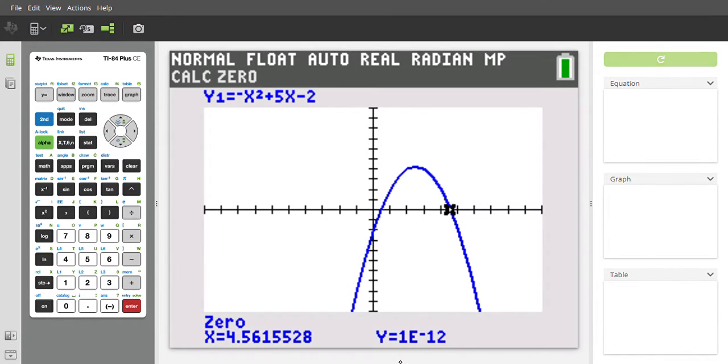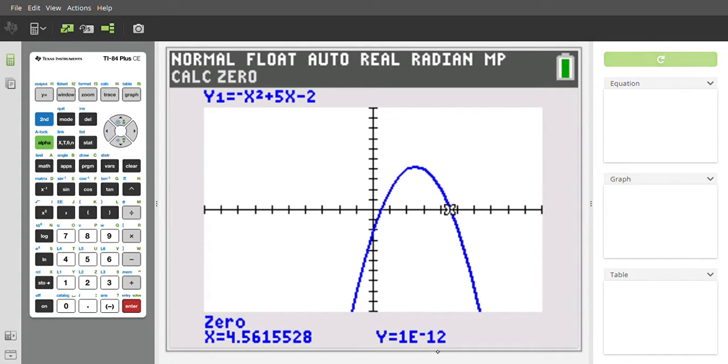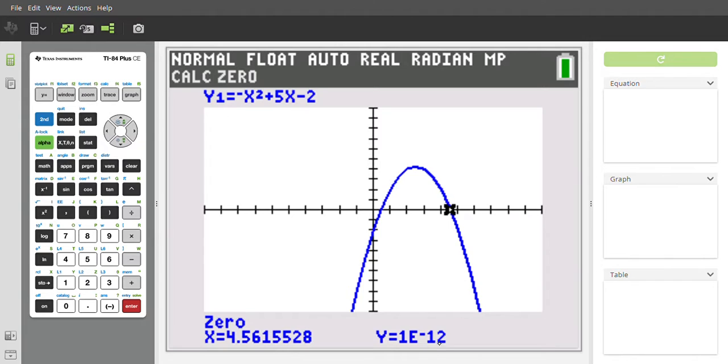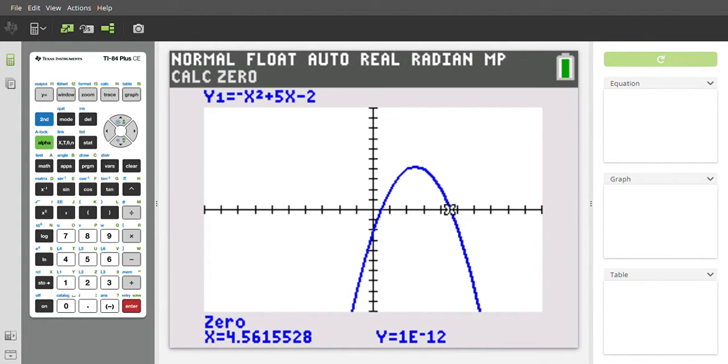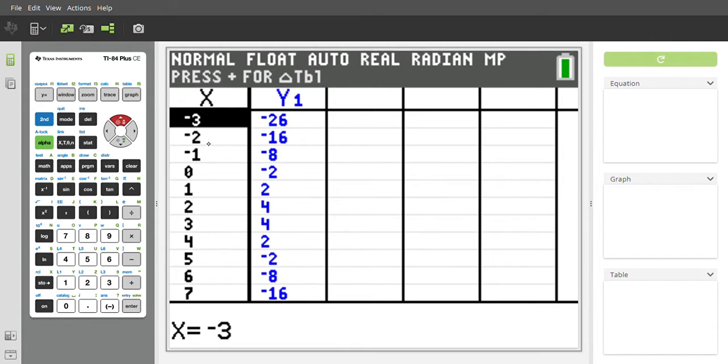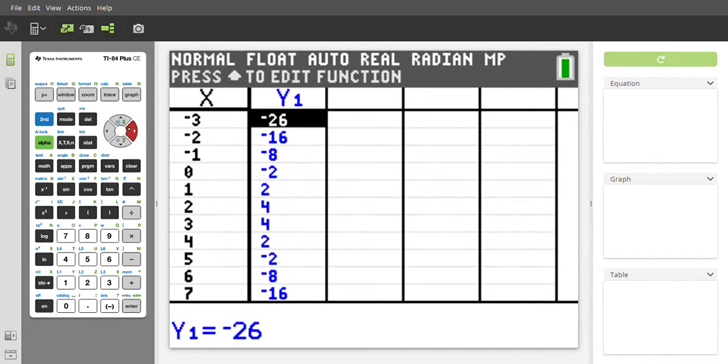Now, if we look in the table, notice the y value here. We know that zeros occur when y equals 0. Well, 1E negative 12 is 1 times 10 to the negative 12th, which is essentially 0. That's just a little bit of calculator rounding error. But let's go look at the table. You'll notice on the table that we don't ever see y equals 0. So let's look in the y column.